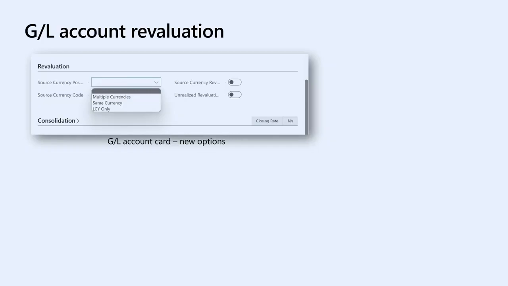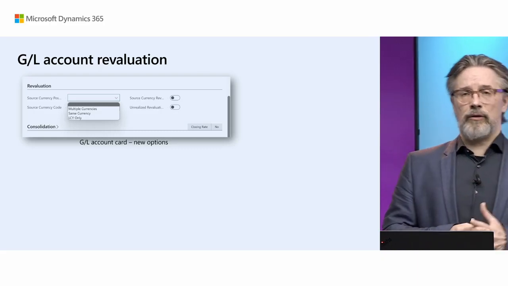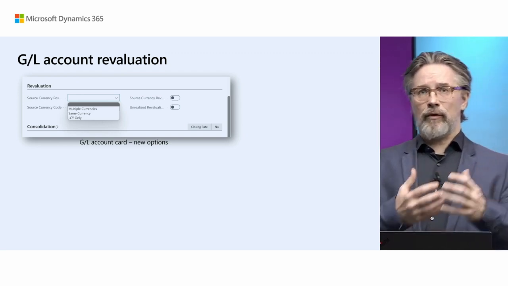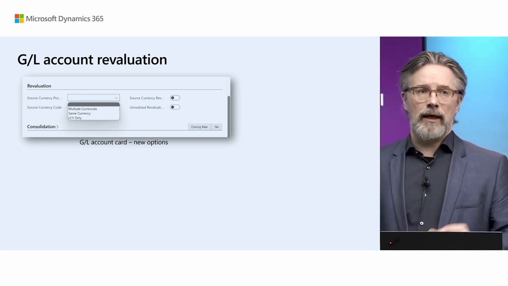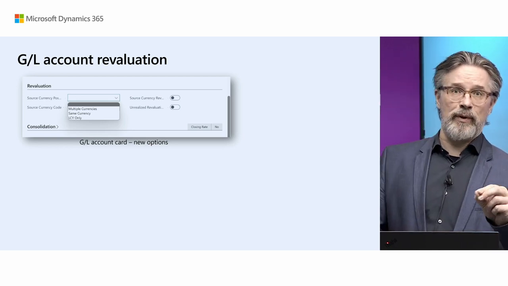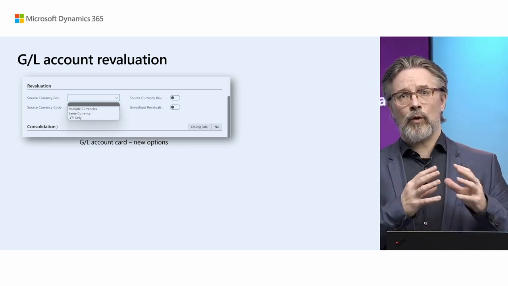So GL revaluation has been the top idea on the BC Idea site for a long time. In the GL account card, you will now be able to specify when you're posting a journal or a document with currency, whether you will accept for this GL account that currencies are posted with the same currency, which you will then specify. Maybe you just want transactions in one currency.